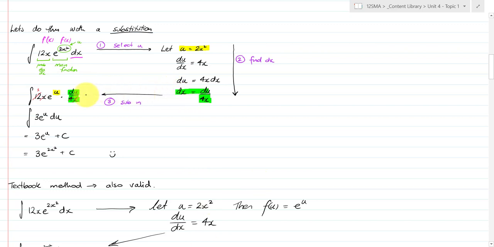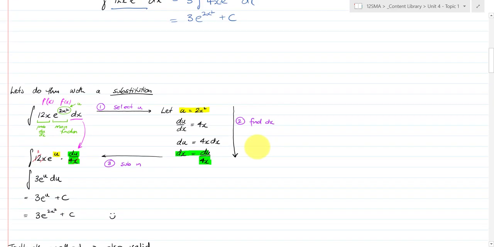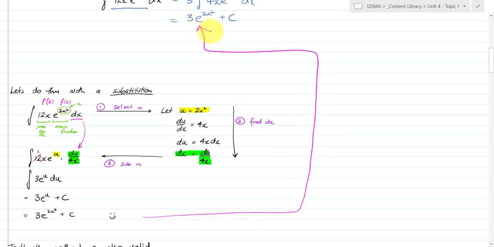So as I come back across to here, step 3 is to sub my dx in. So I'll swap dx for du over 4x. The 4x cancels with the 12x to leave me 3, and I've got e to the u. So now I'm integrating 3e to the u with respect to u, which is an easy integral because that's just 3e to the u plus c, and now I can substitute in that 2x squared for my u. Smiley face. If I go back up to the original question, it was the same question, and you'll see that the answer here is the same as the answer there. So we're very happy with that.